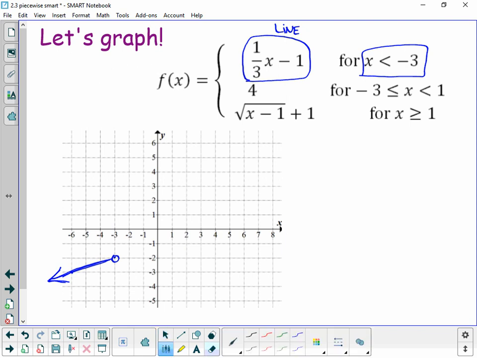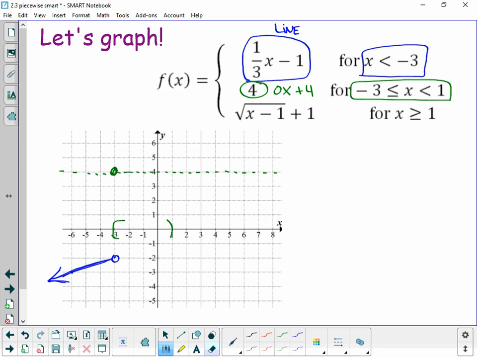The second part has the value of 4. That's still a line. It's like saying there's 0x plus 4. It's a horizontal line with a height or y value of 4. So it's up here. Again, I'd like to just sort of make a really faint line where it goes while I think about which part of it I want to keep. Well, in this case, we want to keep the part that's between negative 3 and positive 1.